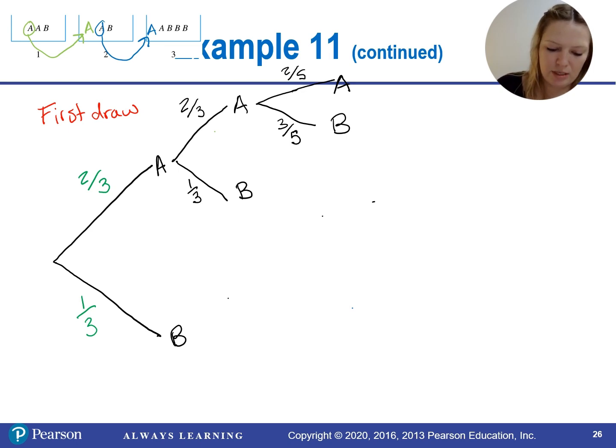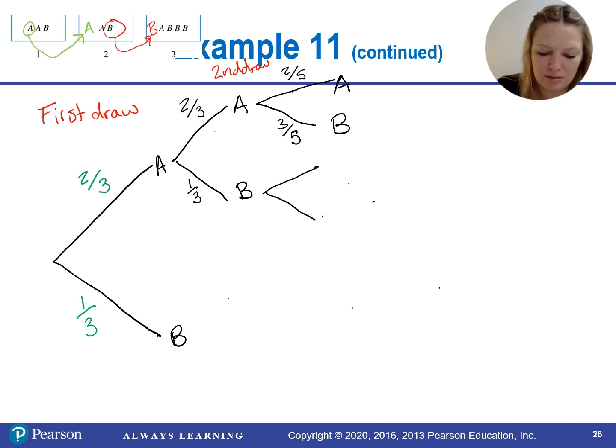So if we go backwards one step and say, okay, well, if we instead in the second draw drew a B and moved it, then our third draw, we would have probability of getting an A as only 1 out of 5 and probability of getting a B 4 out of 5.